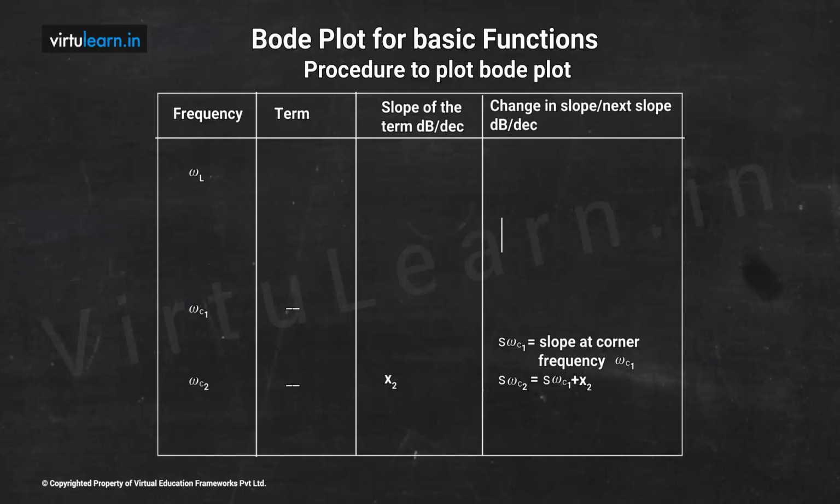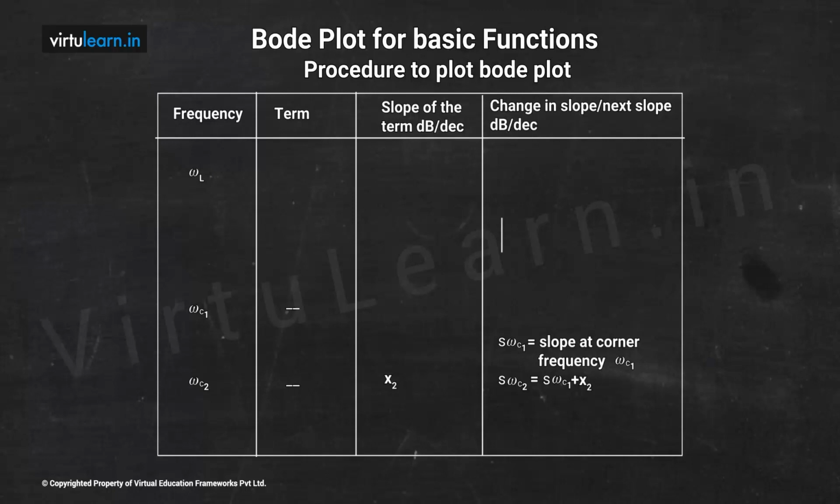And in a second column, we have already corner frequencies. What are the corresponding terms? Because we are writing these corner frequencies in increasing order. That can be a pole term, that can be a zero term. So therefore, we are writing in increasing order. Right. So what are the terms?